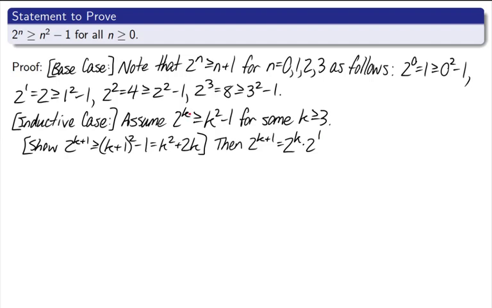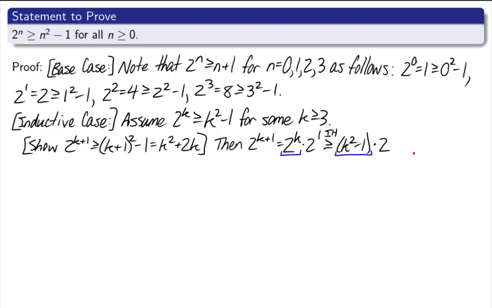With this 2 to the k in place, I can now say by the inductive hypothesis that this 2 to the k right here can be replaced with k squared minus 1. And again, it's a total replacement with the greater than or equal to, but I still have a times 2 to the 1, which I'll just write as 2. Now let's see where we can go from there. Somehow I need to show that this is greater than or equal to k squared plus 2k.